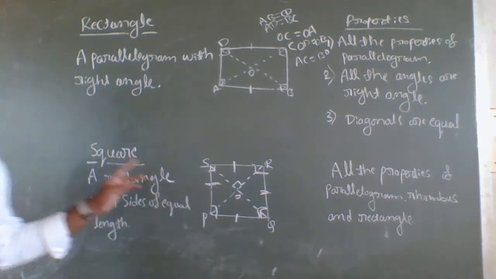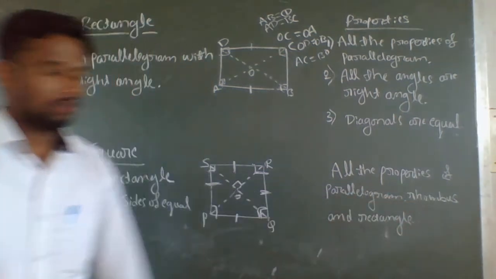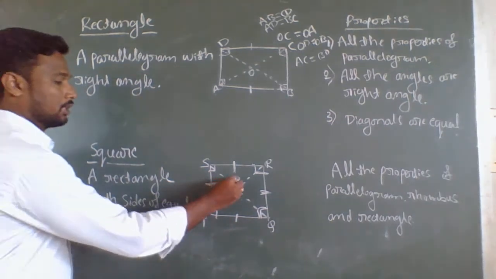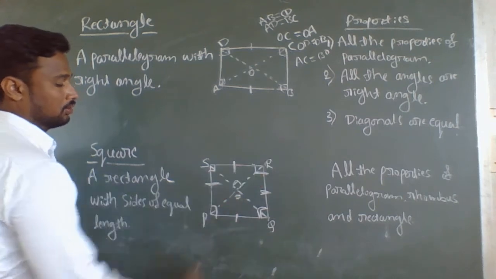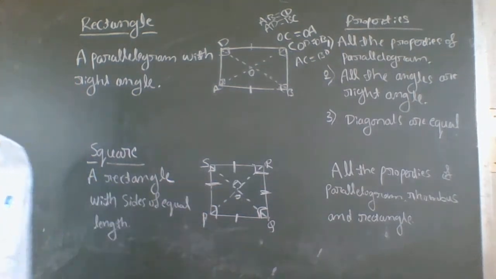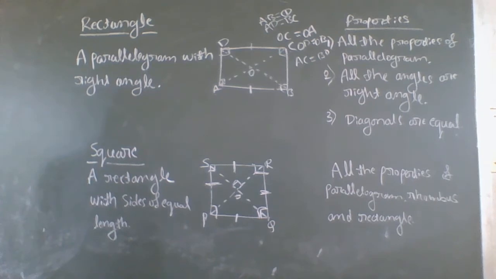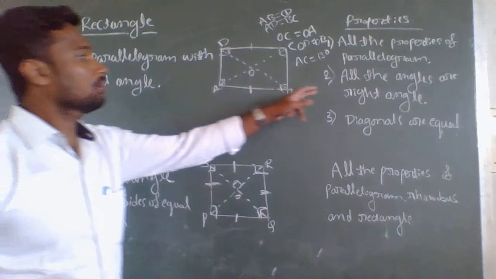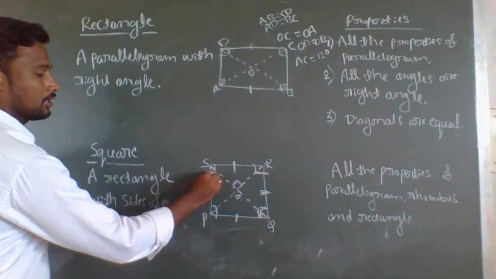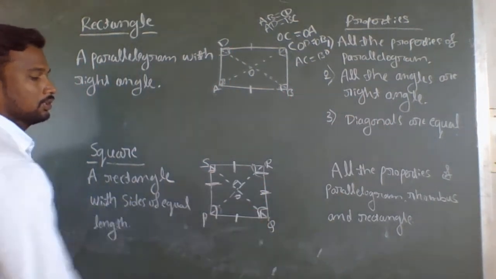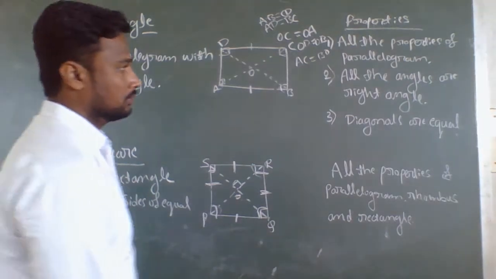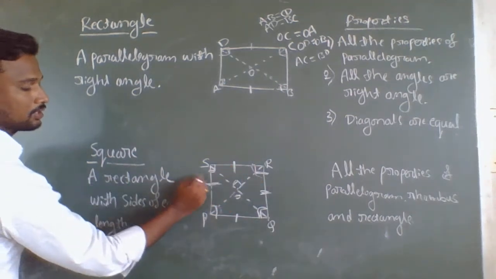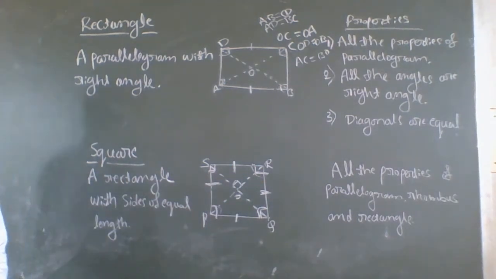Next, it has the property of a rhombus also. Rhombus means diagonals are perpendicular to each other. So these diagonals PR and SQ are perpendicular to each other. Next property, it has the property of a rectangle also. Here all the angles are right angles only, means 90 degrees. And diagonals are equal. These two diagonals, PR and SQ, are equal to each other.